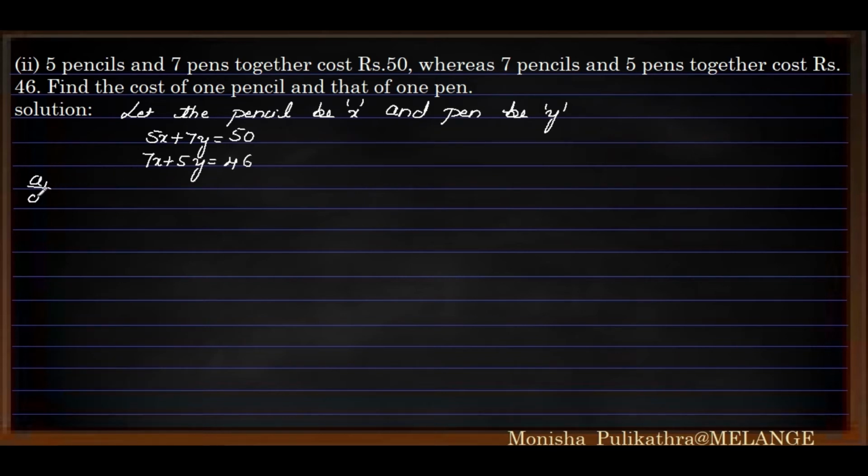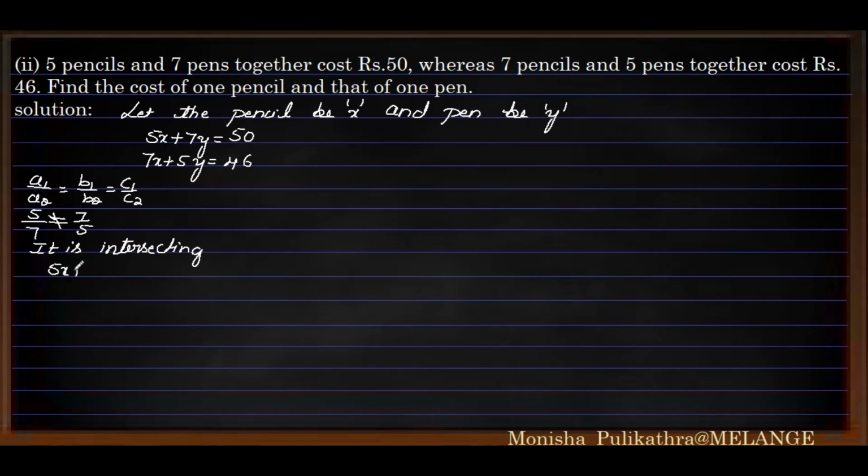So A1 by A2 is equal to B1 by B2 is equal to C1 by C2. So 5 by 7 is not equal to 7 by 5. So it is intersecting. So if it is intersecting, then what we have to do? We need to solve the equations in order to find out x and y, right?